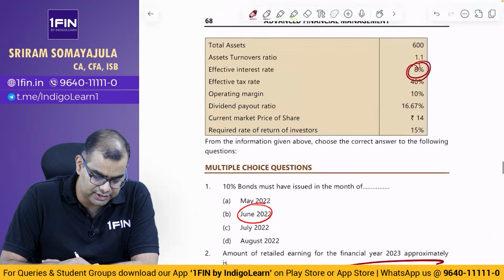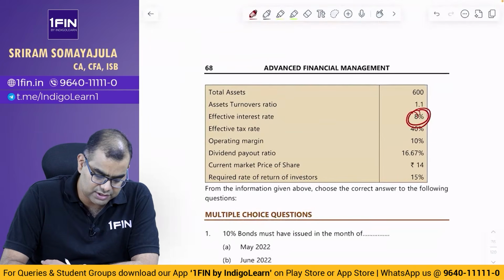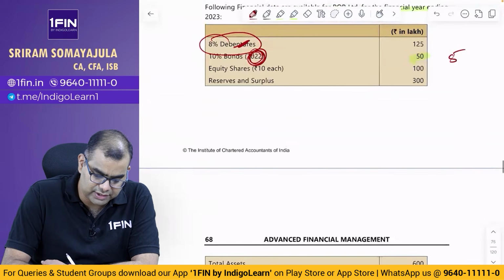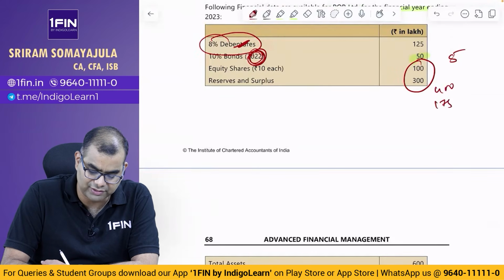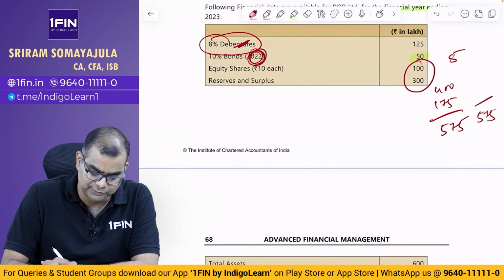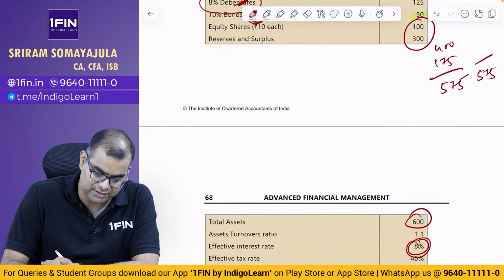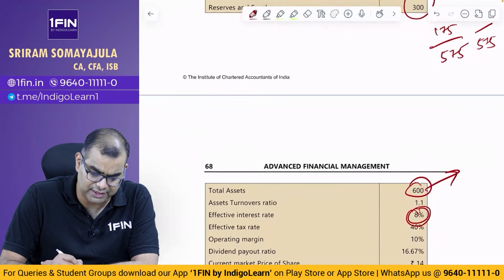What is a retained earning? See, you have operating margin, dividend payout. Operating margin is 10%. Asset turnover is so and so. So what is equity and debt? Equity is 400, debt is 175, total is 575. So total of assets is also 575. No, total of assets is 600. So they had some other thing here. So total of assets is 600. They probably had some other liability, some current liability or something at 25.